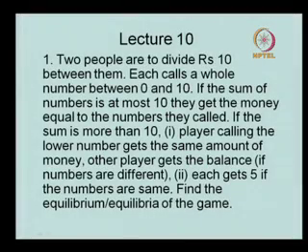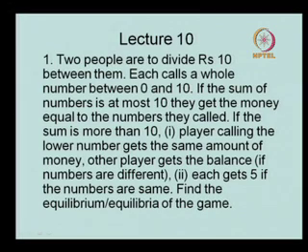Two people are to divide 10 rupees between them. Each calls a whole number between 0 and 10. If the sum of the numbers is at most 10, they get the money equal to the numbers they called. If the sum is more than 10, firstly, the player calling the lower number gets that amount of money, and the other player gets the balance if the numbers are different. Each gets 5 if the numbers are the same.